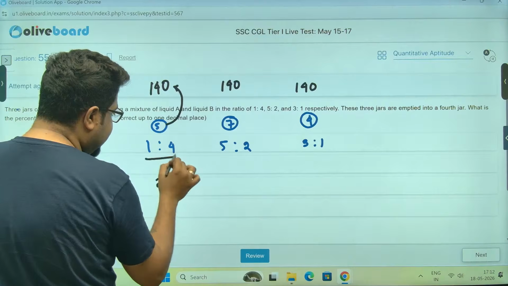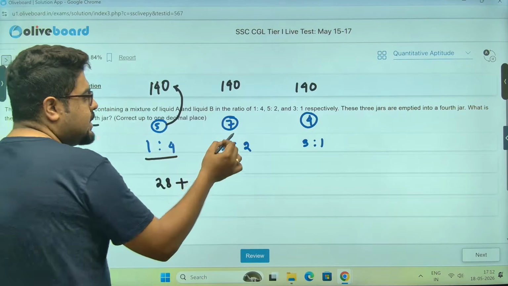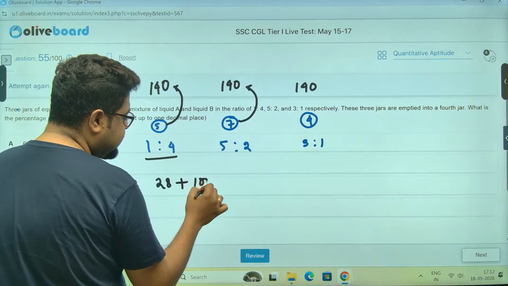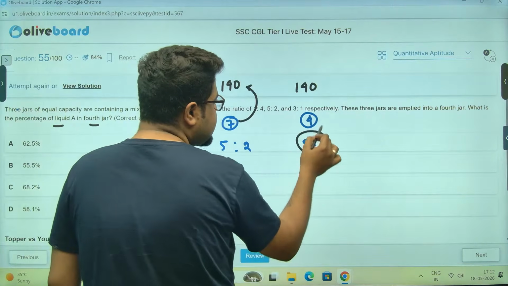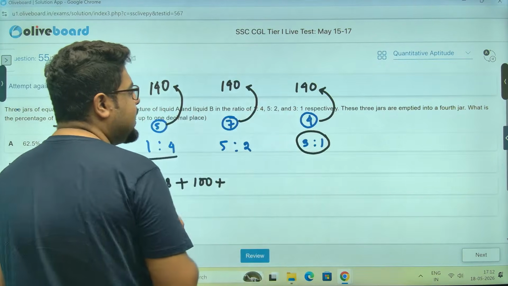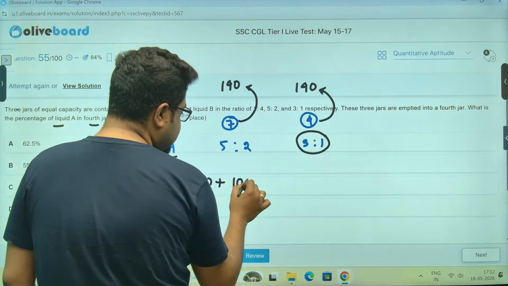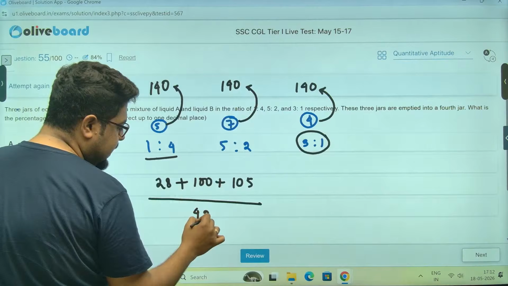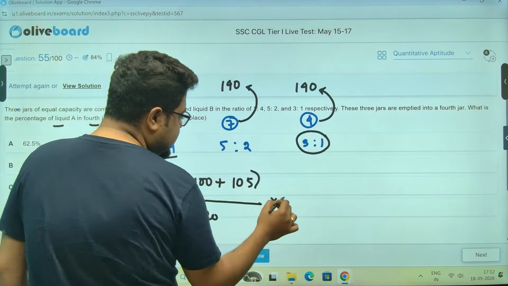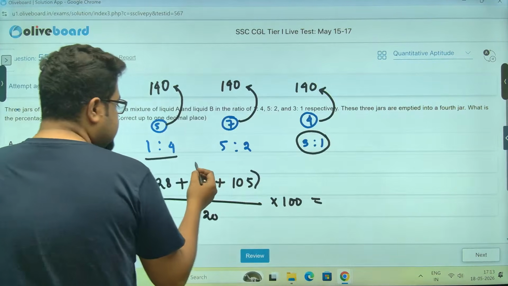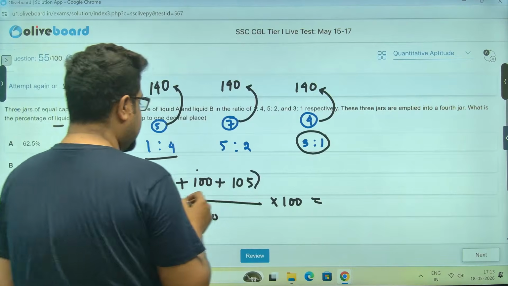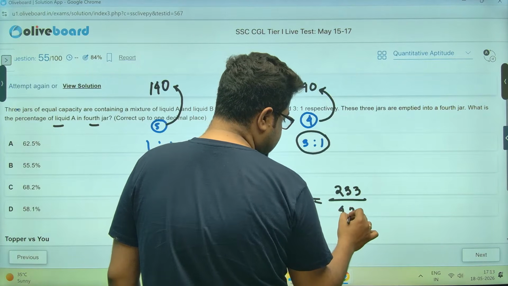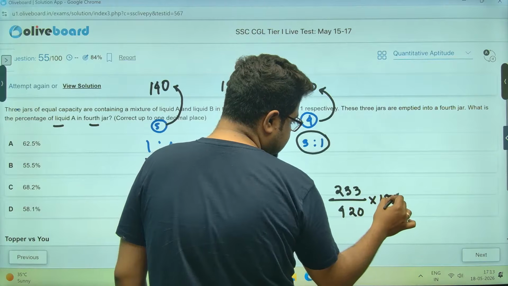So first jar 28. Second jar, sir, 7 parts is this. 1 part is 20. So 5 20s are 100. Sir, 4 parts is 140. So 1 part will be 35. 3 35s are 105. This is total out of 420 liters. Into, sir, percentage meaning 100. Sir, 233 out of 420 into 100, sir.